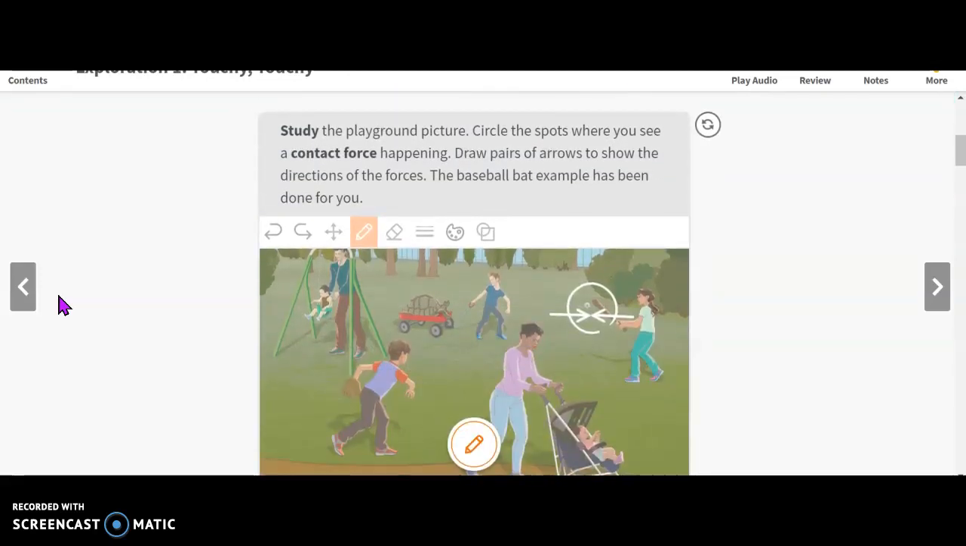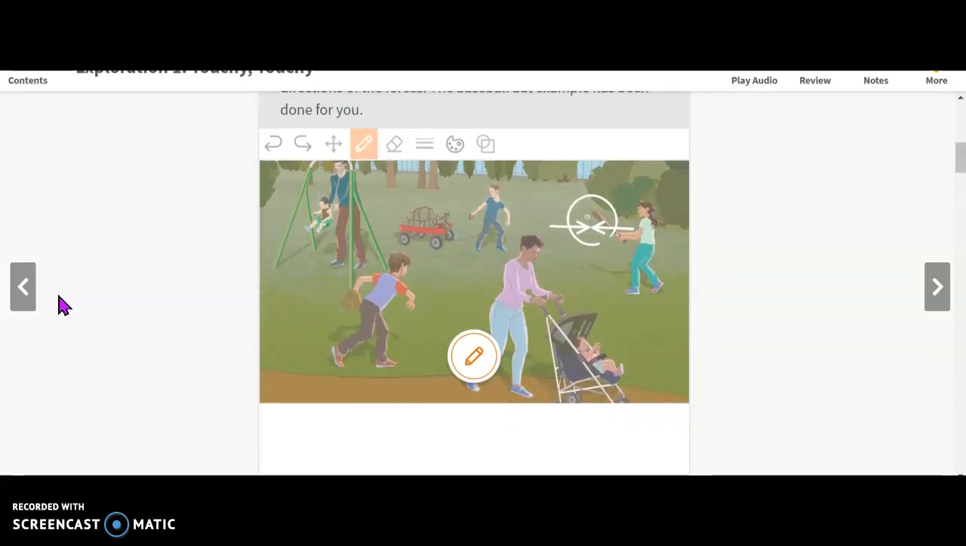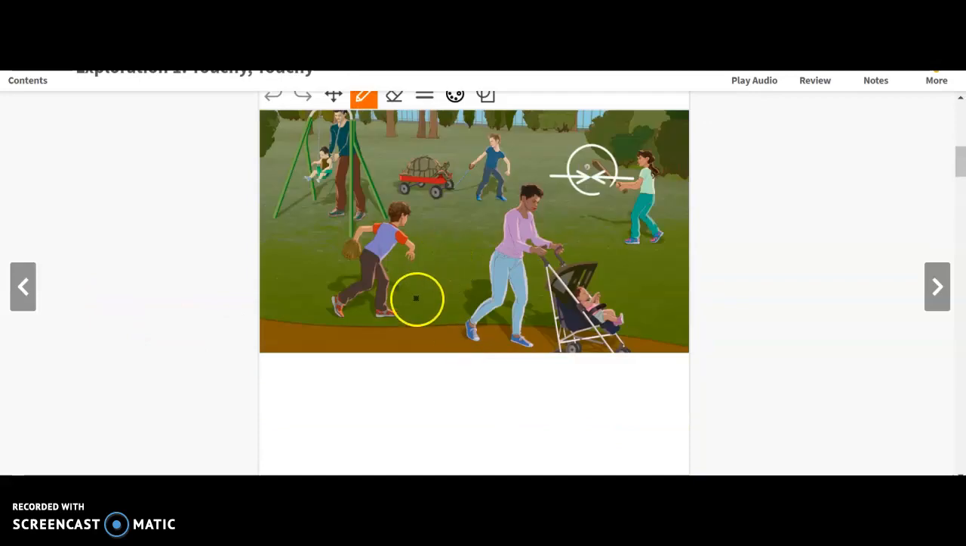Underneath is a picture of a playground, and it's going to show you lots of different forces. Some are pushes and some are pulls. So let's look at the picture. There are 4 pairs of contact forces. Let's try to find them. So we're going to label the arrows. So let's see if I can make this work here.